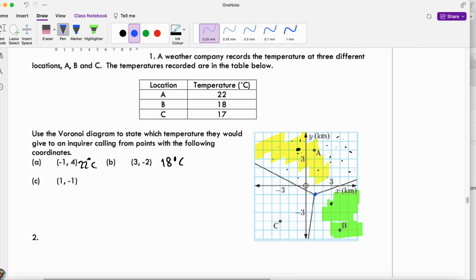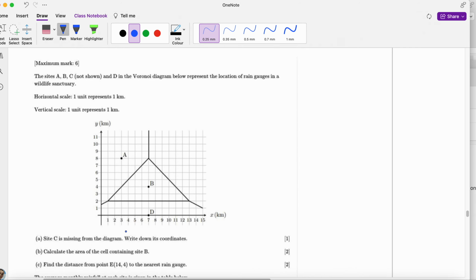Now you can see that you're at the intersection. If you're at the intersection, you can probably guess that you're just going to average them out. Since this is an intersection of all 3 edges, we're just going to average all 3. So you're going to have 22 plus 18 plus 17. Add those up, divide by 3, and then you're taking the average reading. That's the concept of the nearest neighbor. Okay, let's try this with another question.